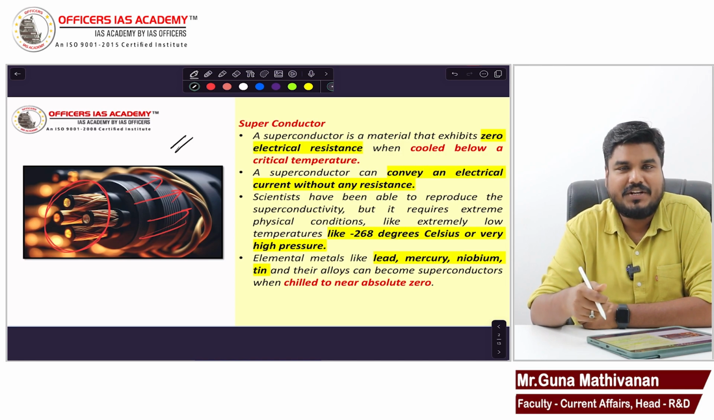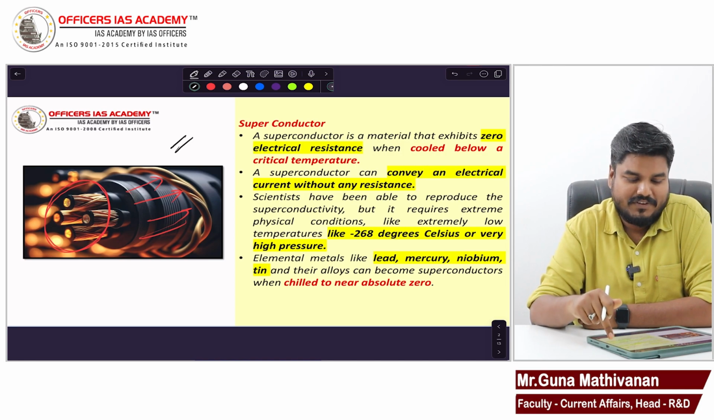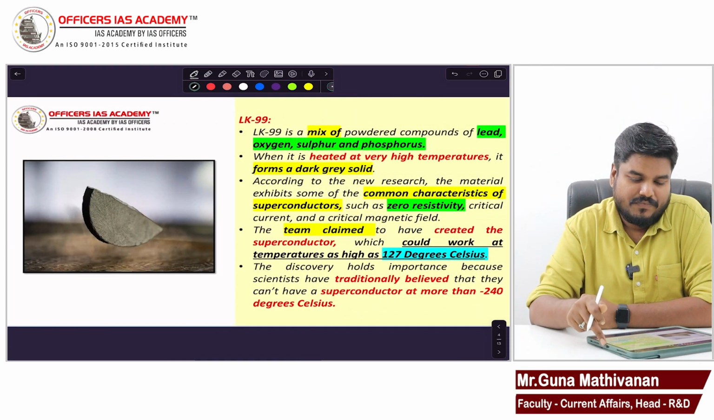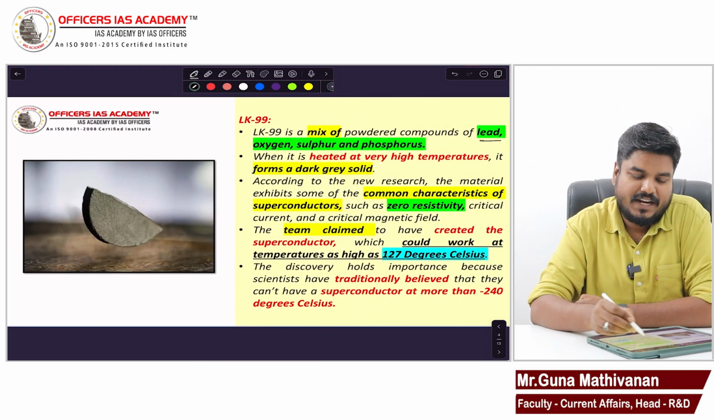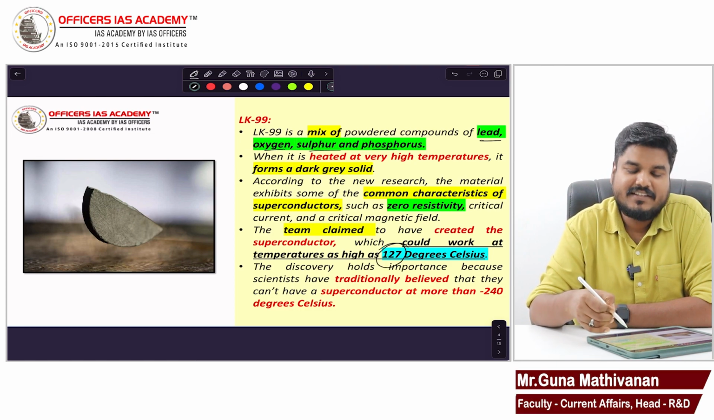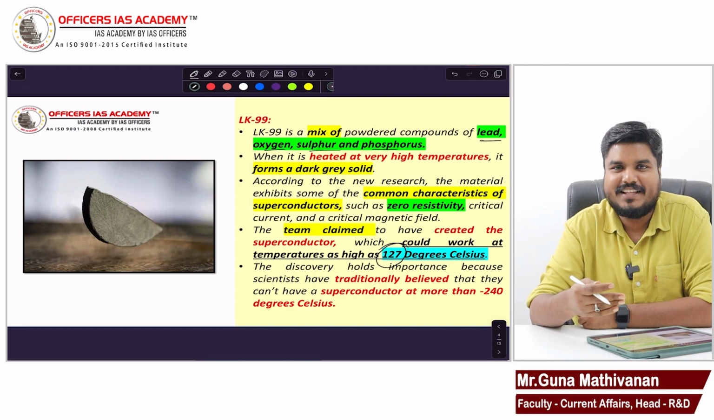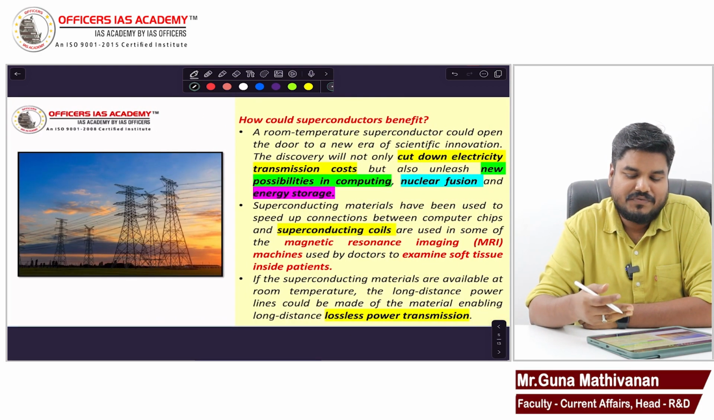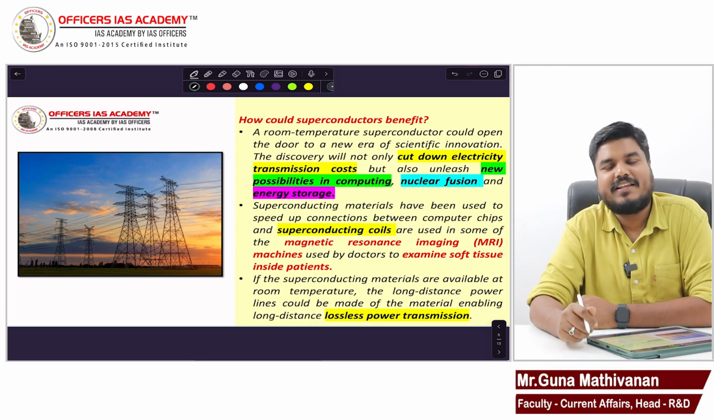You can pause the video and go through the information about the superconductor, why it was in the news. It is a mix of lead, oxygen, sulfur, phosphorus. Even at 127 degrees Celsius, it can achieve that zero resistivity. How it is useful, I have given here. You can go through these slides.